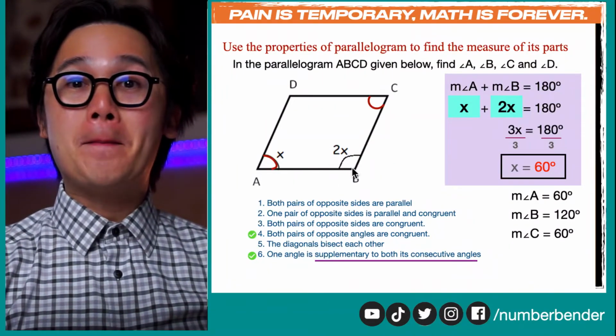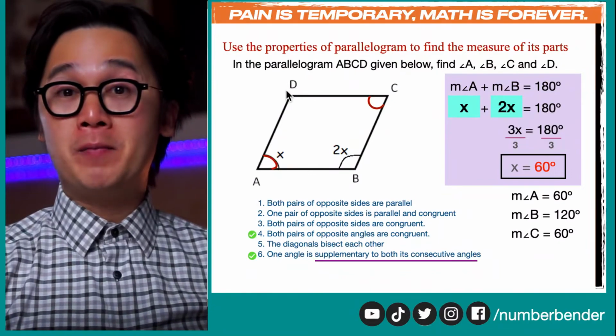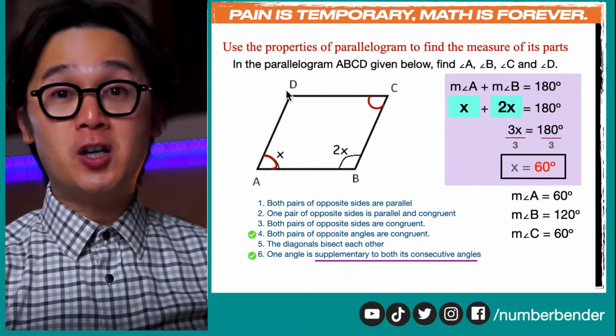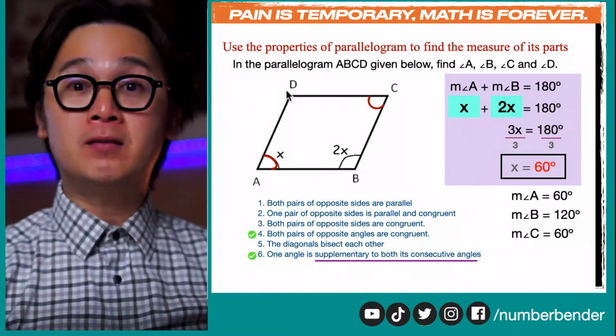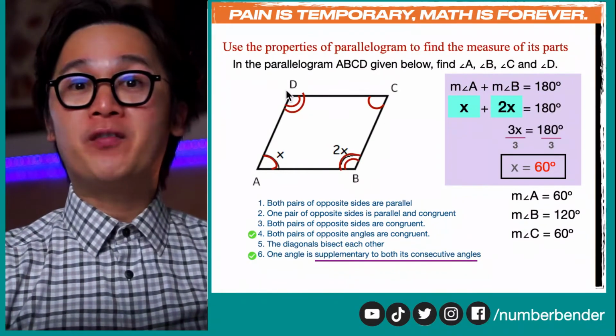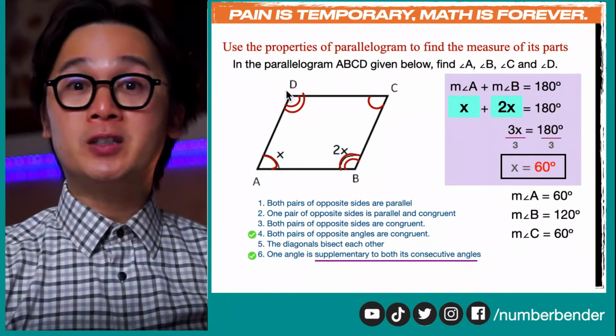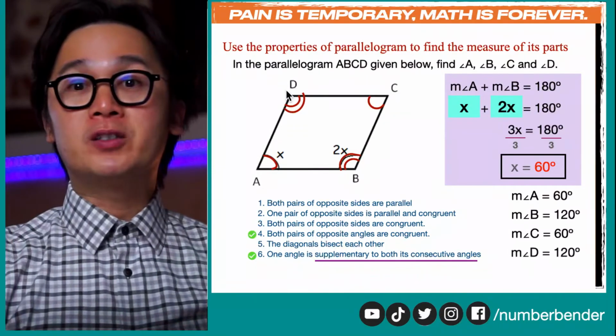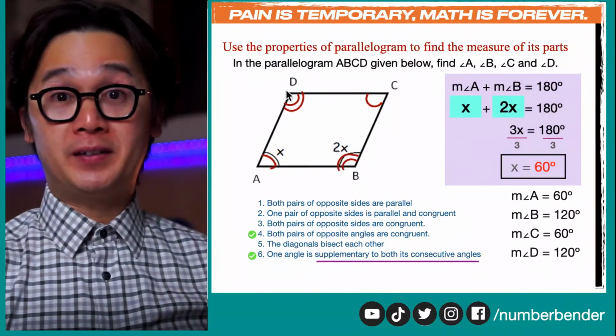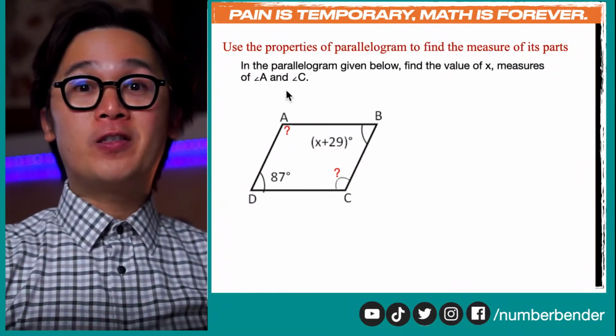and we are seeing measurement of angle B and the measurement of angle D being opposite of each other, and it is a parallelogram. So that means the measurement of angle D using the same condition is equal to 120 degrees. So now we have all those angles.